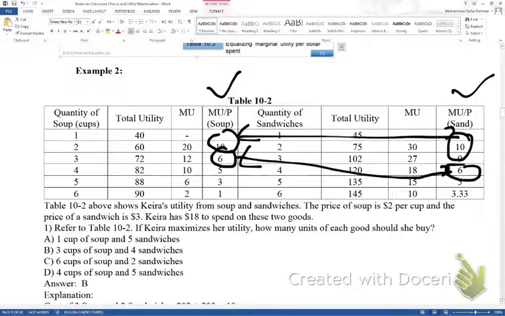Let's just combine them. And then there is a third one, right? When you buy 4 quantity of soup and 5 quantity of sandwiches, that can also lead you to maximize your utility. So you have 3 different combinations of goods and services that can maximize your utility. So the question is, which one are you gonna choose, right? The one that you're gonna choose will be based on your income.